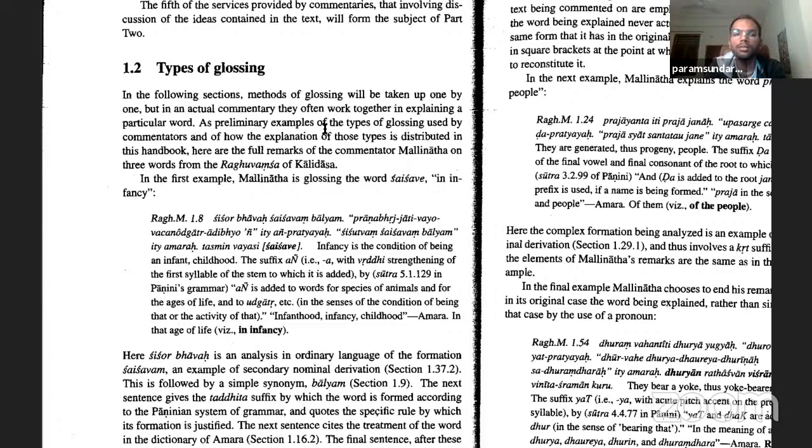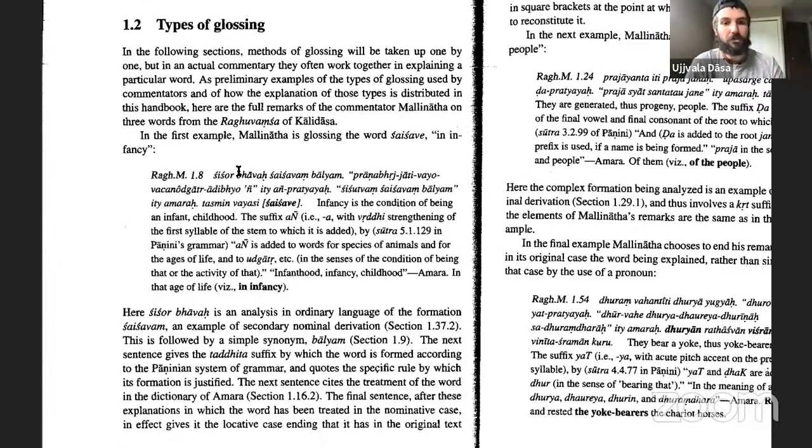As preliminary examples of the types of glossing used by commentators and of how the explanation of those types is distributed in this handbook, here are the full remarks of the commentator Malinath on three words from the Raghuvamsha of Kalidas. In the first example, Malinath is glossing the word Shaishave, in infancy. Shishur bhavaha shaishavam balyam. Tana bridge jati vayo vachanodgatri adibhyong ityang pratyaha shishutvam shaishavam balyam ityamaraha tasmin vayasi shaishave.